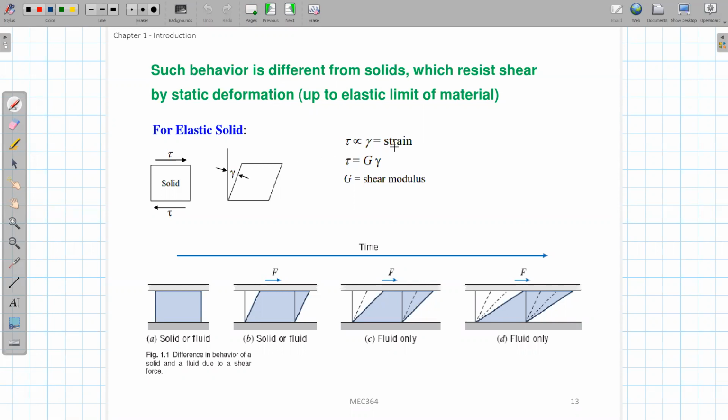This gamma we can talk about in the solid, we can also call it strain. The force you need for this shear force on top will be proportional to gamma. With this law we can have the shear force equal to G gamma, and the G is called the shear modulus. Now compare with the fluid case we talked about before.